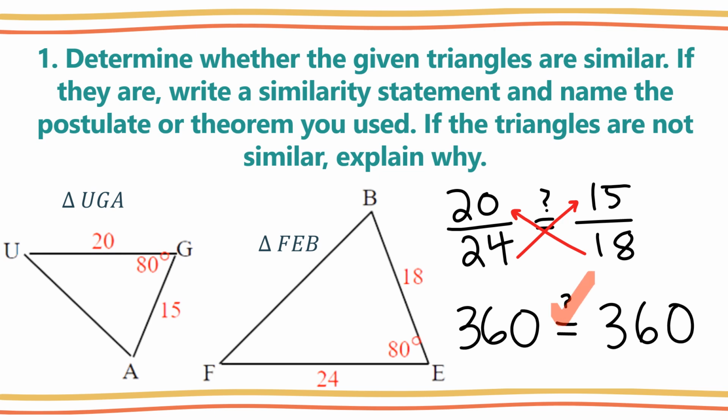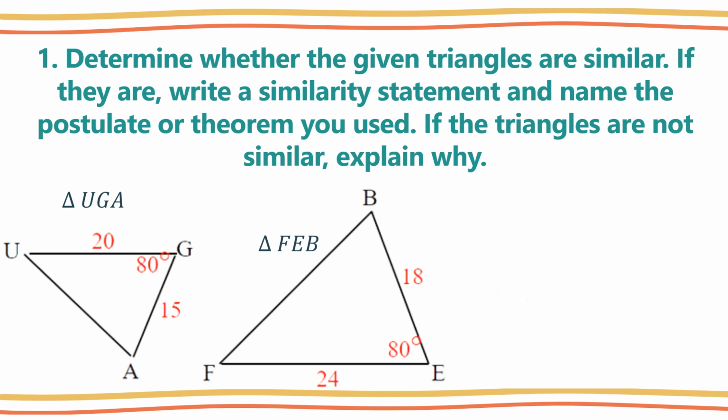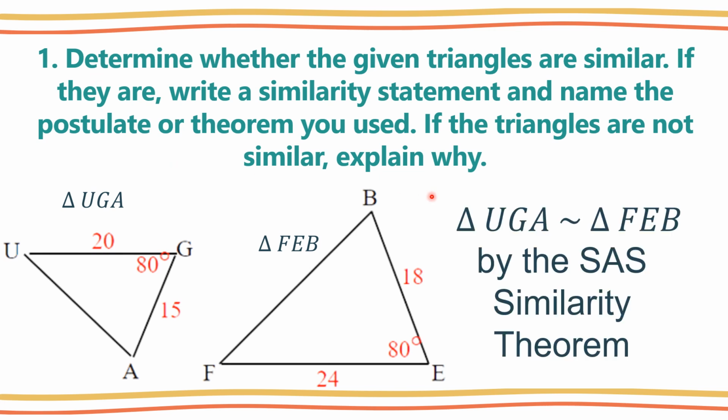So that checks out. So let's go back to our checklist. We already checked and made sure the angles were equal or congruent. And then we were checking to see, are the sides proportional? They are, so we can check that off. So we have checked both of our criteria off the side-angle-side similarity theorem checklist. And so we just now need to write our similarity statement. All right, so here we're going to say triangle UGA is similar to triangle FEB by the side-angle-side similarity theorem.